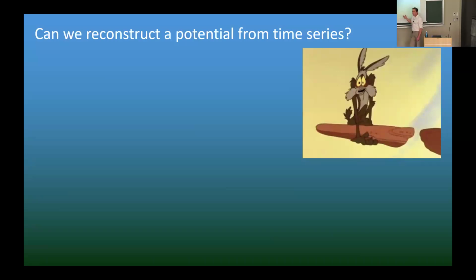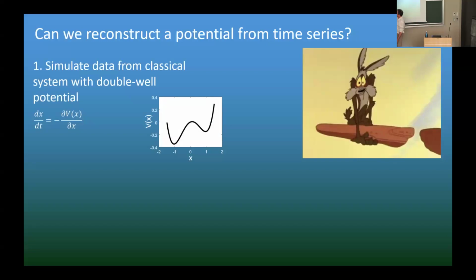And while what I was doing is not as local as asking about the stability of a fixed point, it's still local in that we're thinking about stability along a trajectory. So I do think that this potential stuff is nice, and I also really like Wile E. Coyote. So I thought, okay, after I saw Karen's talk, can we reconstruct a potential from time series using EDM? So I simulated some data from a classical system with a double well potential.